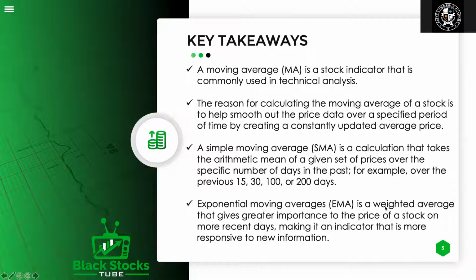An exponential average is a weighted average that gives greater importance to the price of a stock on more recent days, making it an indicator that is more responsive to new information. So when you put an EMA on your chart, it's going to have a little bit more movement than a simple moving average or a regular moving average. So you can choose any of these. Again, if you looked at my chart, you saw a moving average and a simple moving average or a smooth moving average. But you can put an EMA on yours if you want to.